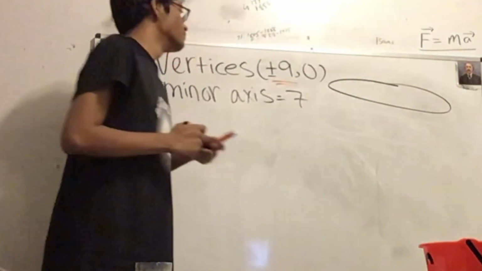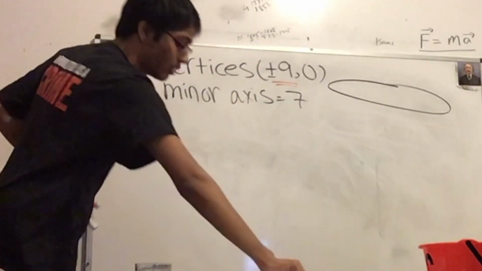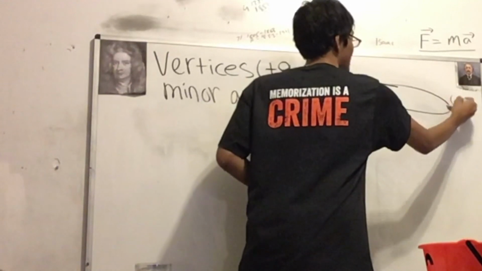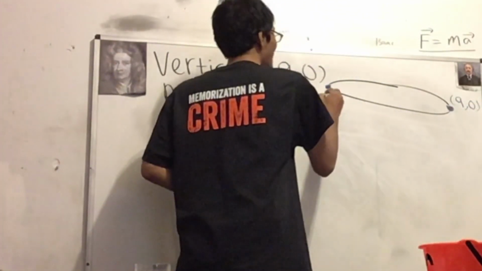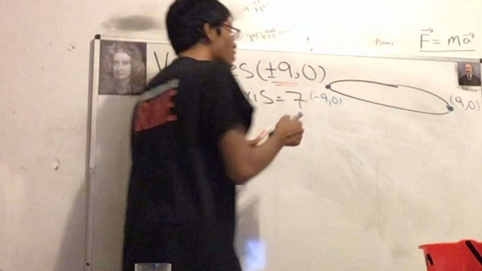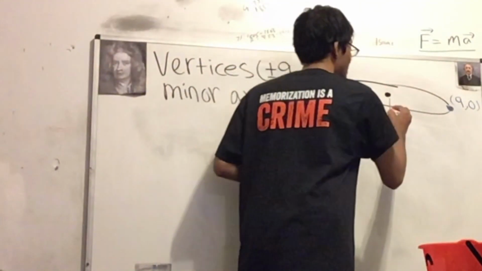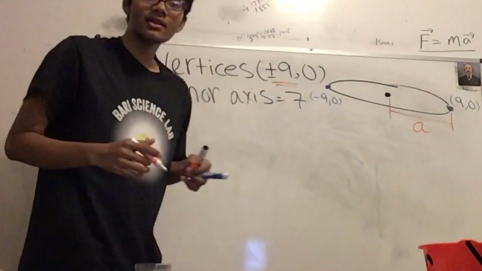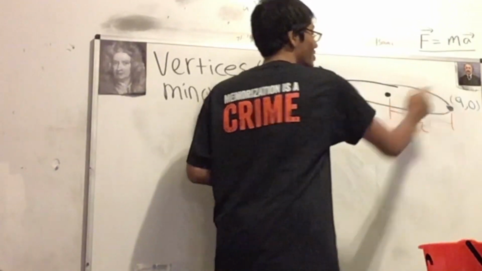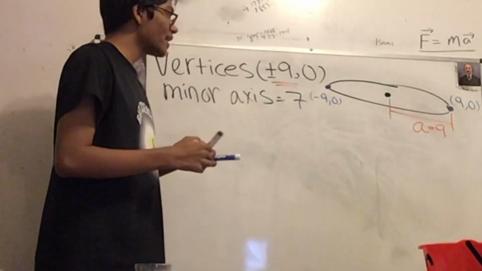Okay? Now, given that we have a horizontal ellipse, do we know any information about it? And as a matter of fact, we do, ladies and gentlemen. First thing we know are the vertices. We know one vertex is at 9, 0. The other vertex is at minus 9, 0. Okay. Now, remember the distance from the center of our ellipse. Let's say this is the center of our ellipse. The distance from that center to either one of the vertices is going to be the variable a. And so if we know the distance from this center to this vertex is 9, we know the value of a is 9.